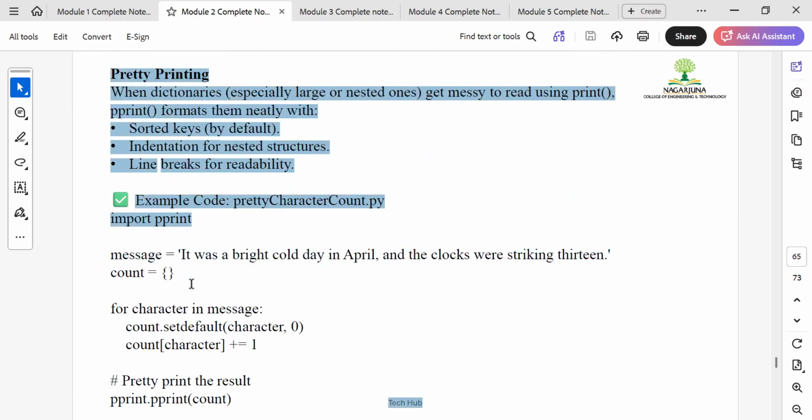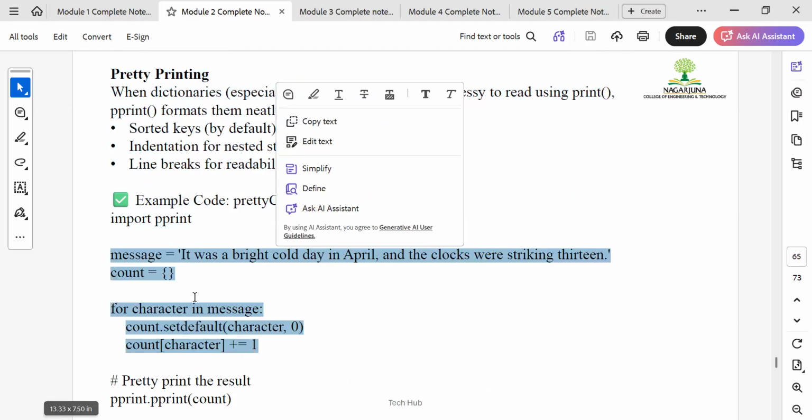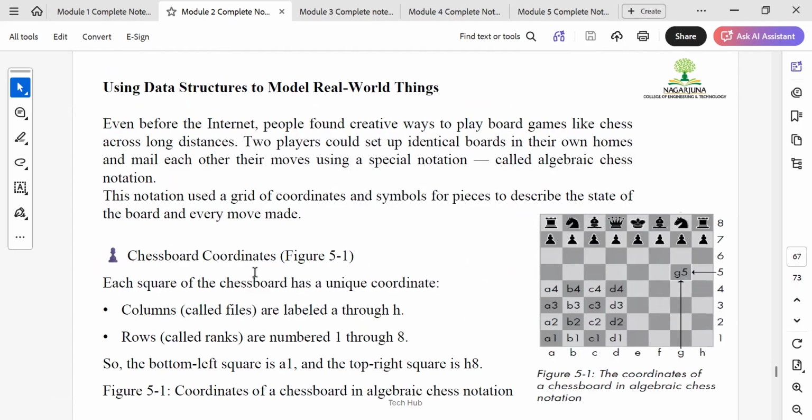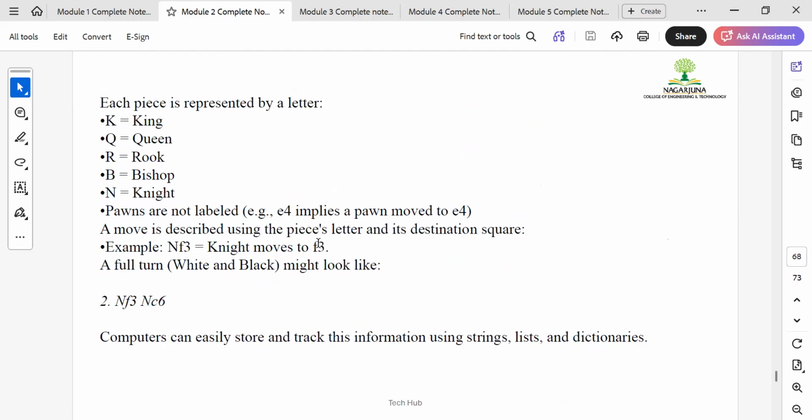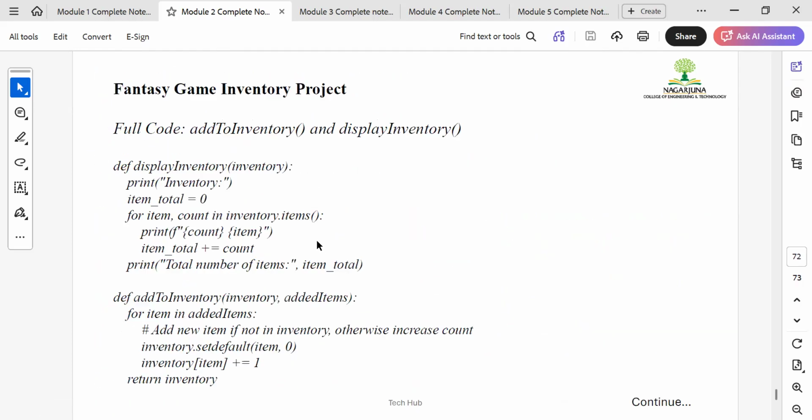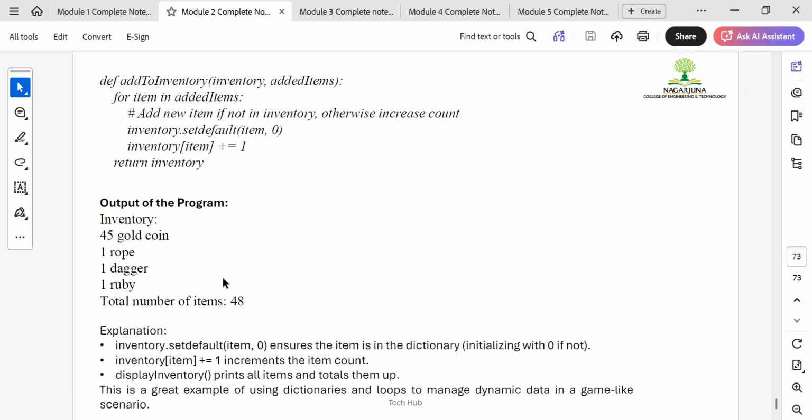It's all very easy. Two lines of code only and you will get the complete marks. So practice it. Okay, these are the programs I have given. Please prepare these things. Okay, fantasy game inventory project. These are some 7-10 lines of code. Please write it, and write the output if they are asking. So this is about module 2.